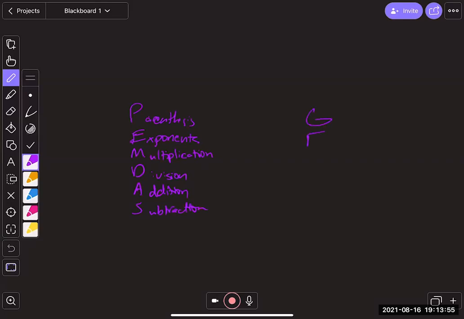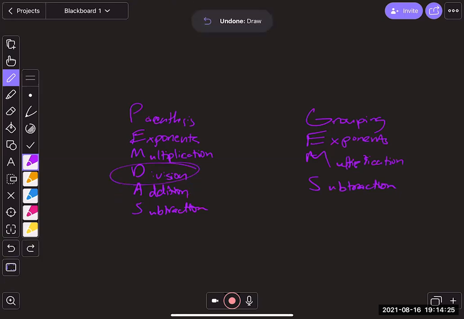But if you see GEMS instead, this is effectively the same thing, where G stands for grouping instead, E stands for exponents, M stands for multiplication, and S stands for subtraction. Now, you may notice that we don't have addition or division listed here. The reason why is because multiplication and division are actually one and the same, as well as addition and subtraction. And parentheses is the same thing as just grouping. So we only list a single time instead of twice.